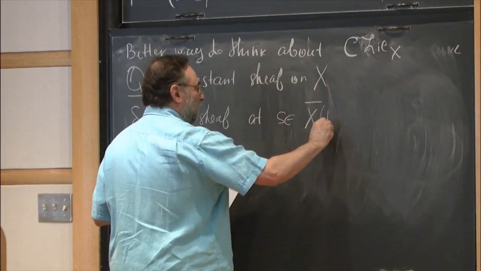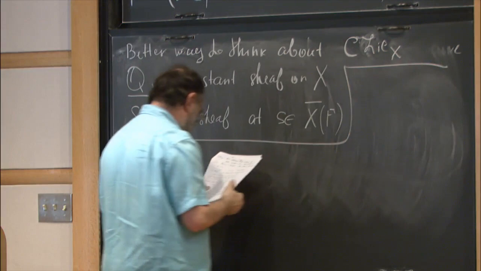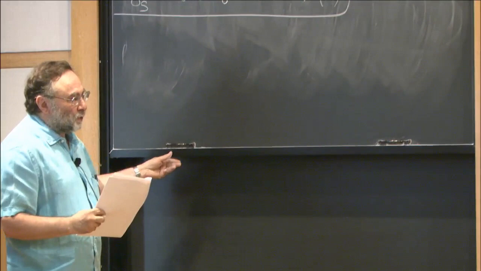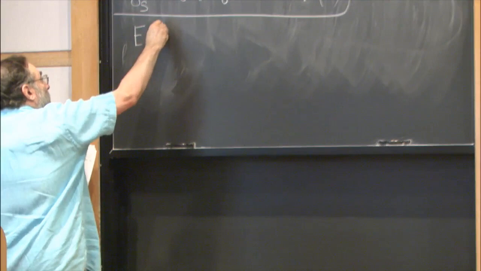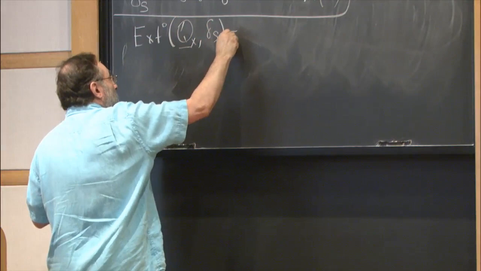And now what I can do, I can take different Ext groups between them. I would rather say that this is a pure motive Q, but you can treat it as a Q vector space for a long while. That's OK. So now what do we know about them? So we have some Ext groups between them. So we have Ext0 between Q of X and delta s. And this is just Q. It's a pure trivial motive.